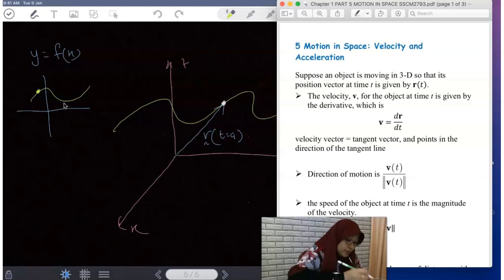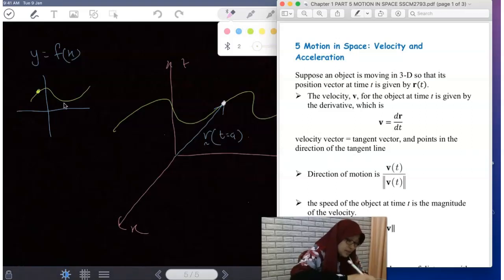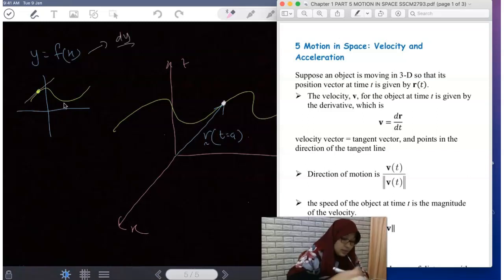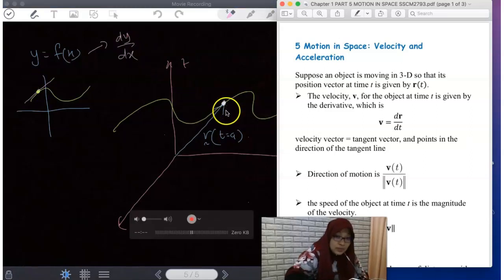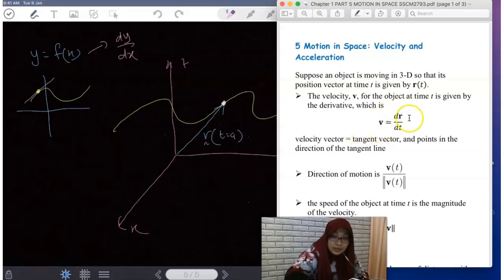So you can provide the tangent line, which is the tangent, or the slope. So how can you get that? You just differentiate. You have dy over dx. So this is called tangent or slope. But now we relate it with the vector function. So just now we're talking about velocity. Velocity is from the tangent vector. Okay, because we're talking about vector, so the tangent vector.